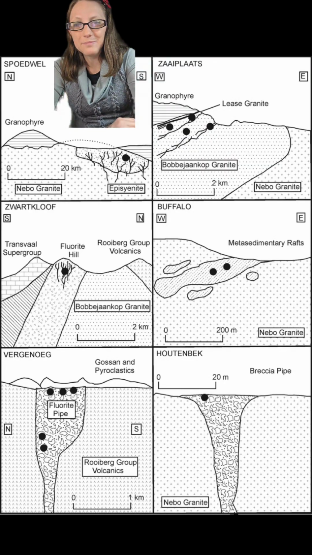Now, the most common use for fluorite is to make hydrogen fluoride, which is then converted to fluorine. And that fluorine is then added to toothpaste and water to help keep teeth from decaying. So, super useful stuff.